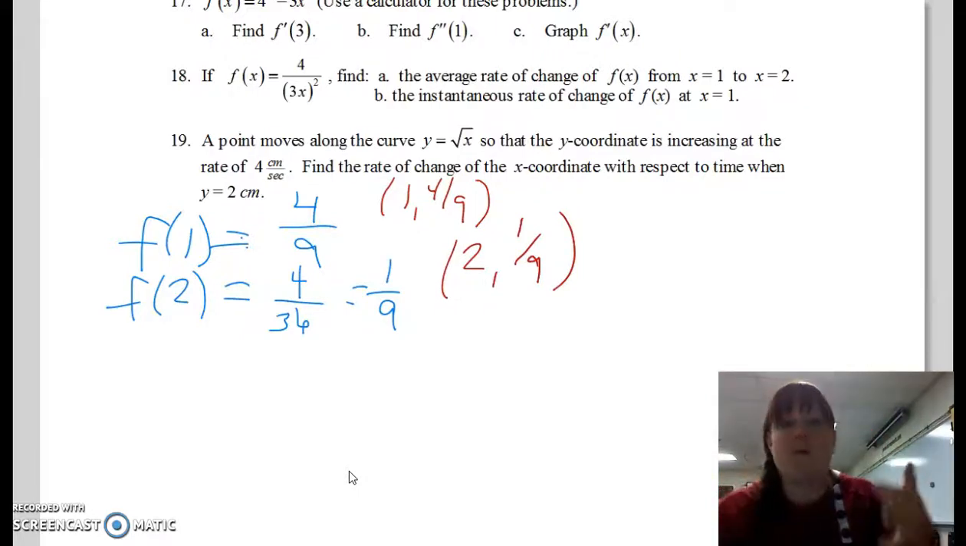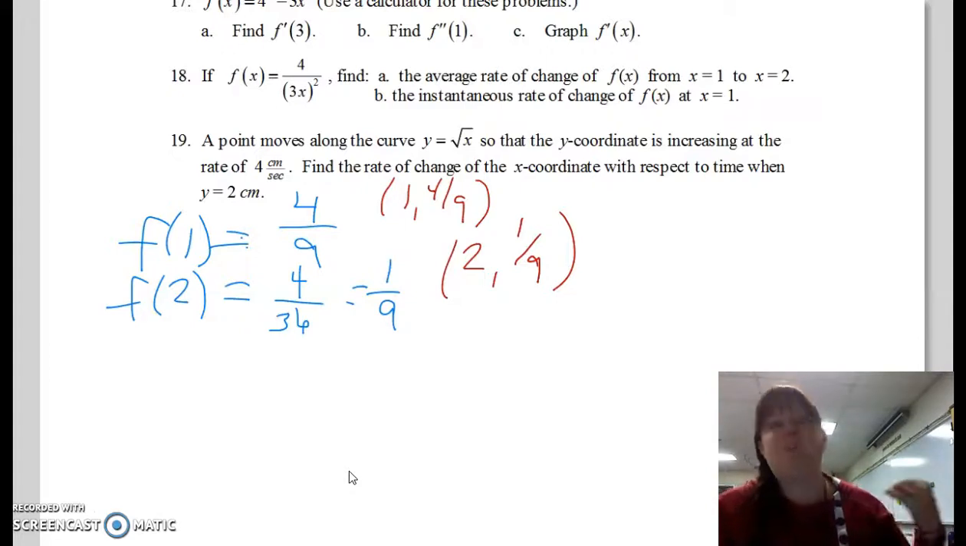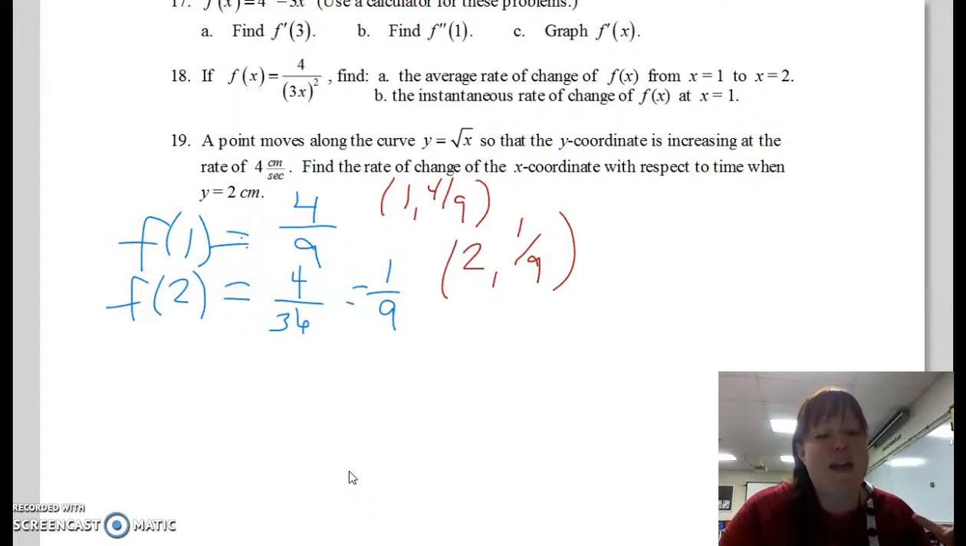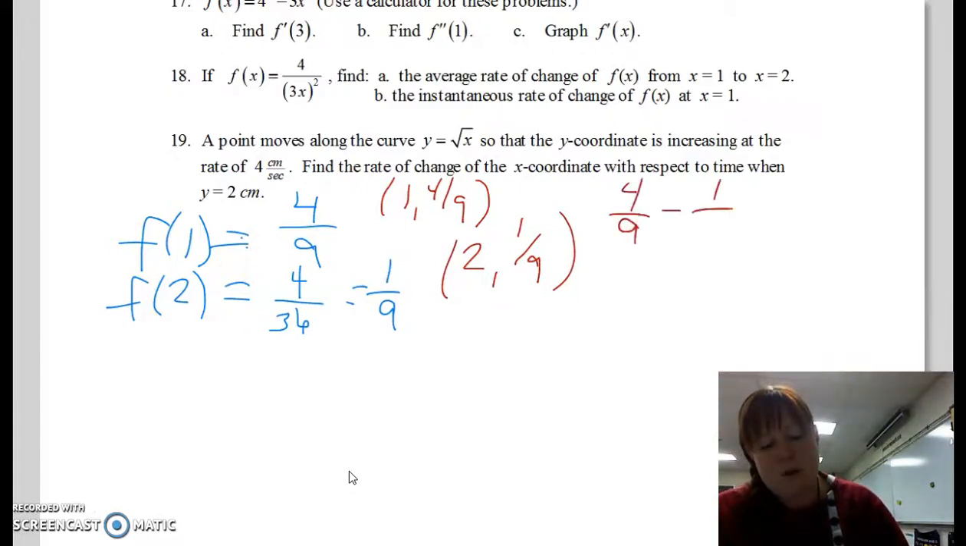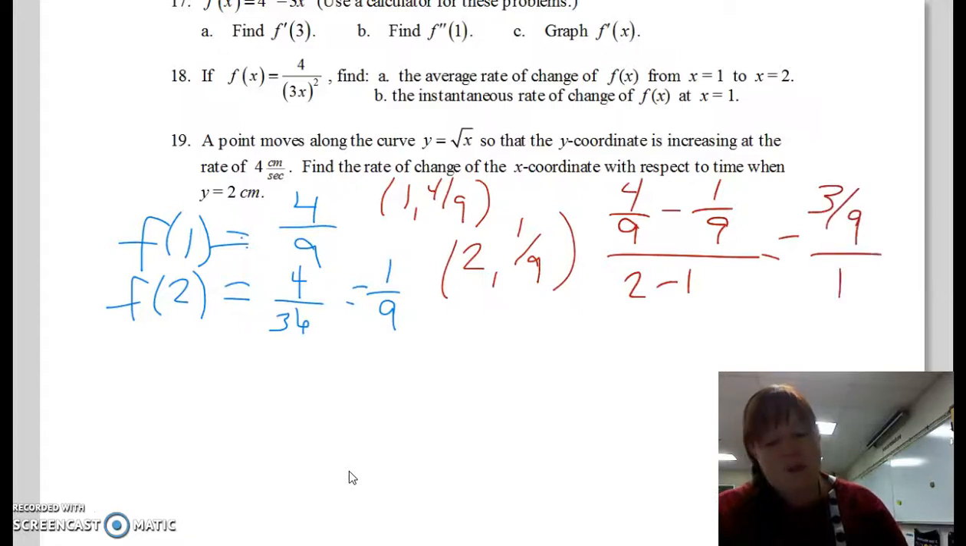y2 minus y1 over x2 minus x1. It's something we've been doing forever, okay? It's just that when we get the calculus in there, sometimes we forget that we're really just doing algebra, right? We know how to do algebra, and we know how to do calculus. Okay, so y2 minus y1, 4/9 minus 1/9 over x2 minus x1, which is 2 minus 1. So 4/9 minus 1/9 is 3/9 over 1. Okay, so 3/9 is 1/3. So the average rate of change, we could write A R O C, is 1/3.